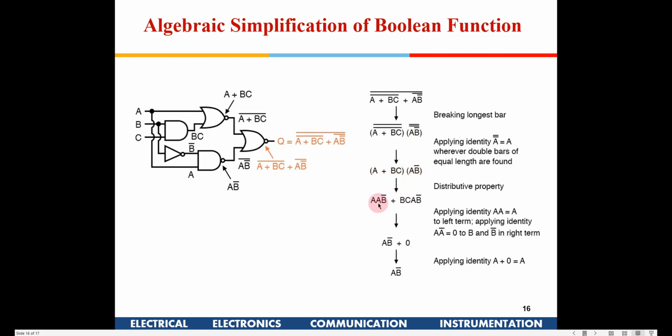Now I can open up the brackets. A B bar will give A B bar, and this is going to be BC A B bar. So B bar into B, AND, right? That is 0. So that gets removed, and here A is repeated, so it is just A B bar. So the final answer comes to be just A B bar. So this particular gate is equivalent to this gate.